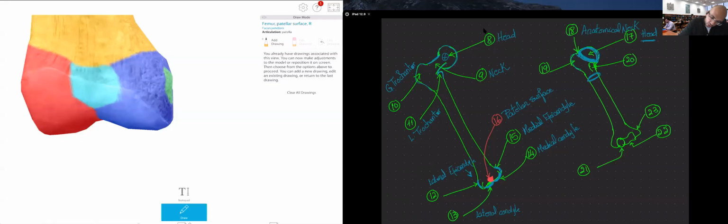What do we call this large bony eminence on the opposing side? This is what people get confused. This is my greater tubercle. And how about the smaller one on here on the anterior surface? This is my lesser tubercle. So people get confused between greater trochanter, lesser trochanter, and greater tubercle, lesser tubercle.